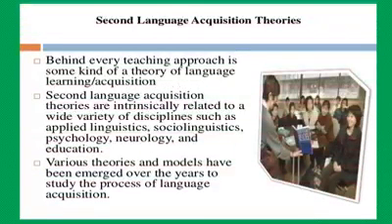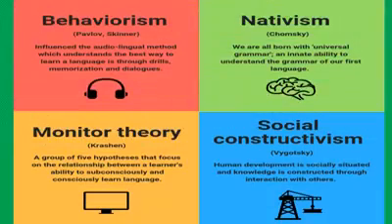Second language acquisition theories. Behind every teaching approach is some kind of a theory of language learning or acquisition. Second language acquisition theories are intrinsically related to a wide variety of disciplines such as applied linguistics, sociolinguistics, psychology, neurology, and education. Various theories and models have emerged over the years to study the process of language acquisition. Here are the four famous theories of second language acquisition.